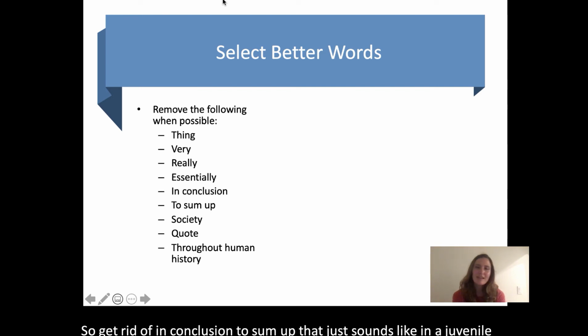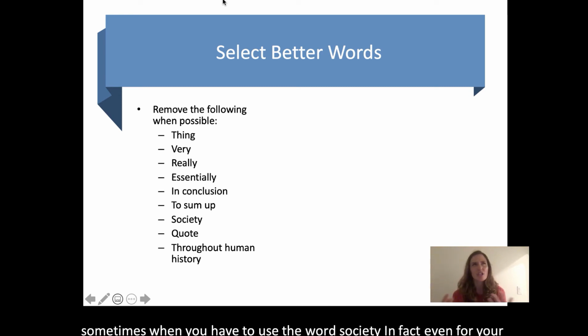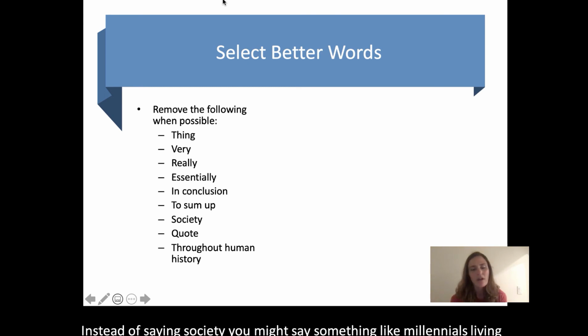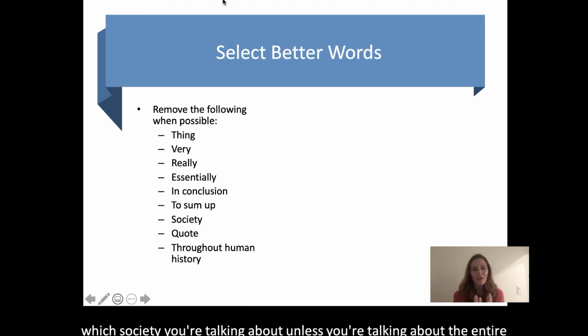Society. Now this one is tricky because there are some times when you have to use the word society. In fact, even for your research paper prompt, I use a word like society. Actually, I think I use the word culture. So society, sometimes you might have to use it, but typically there's a more specific society that you're talking about. Society just means any group of people. So instead of saying society, you might say something like millennials living in Southern California, if that's who you're talking about. Narrow down which society you're talking about. Unless you're talking about the entire society of the world, you can narrow it down.